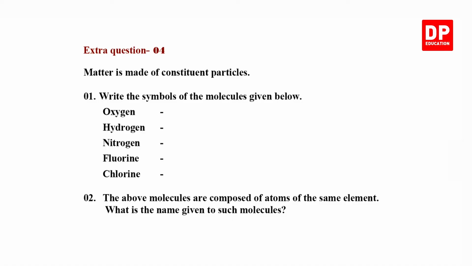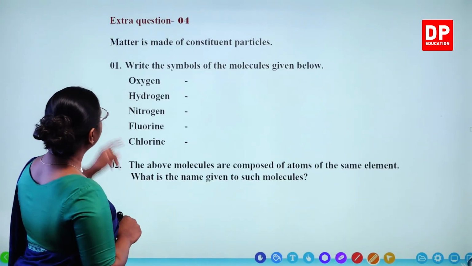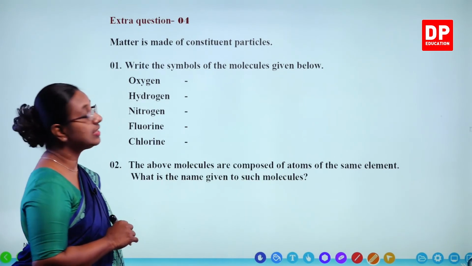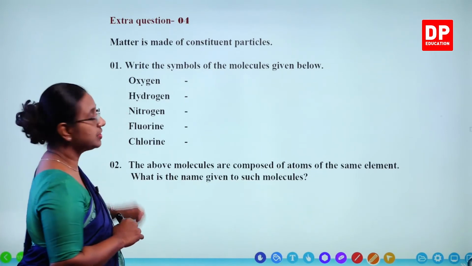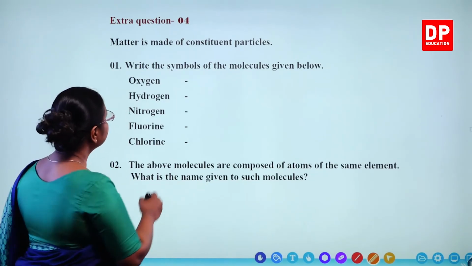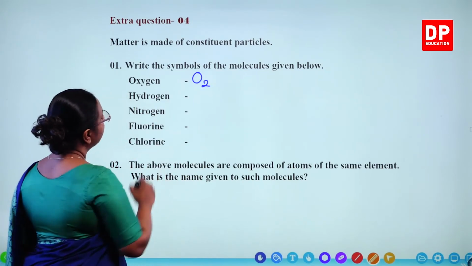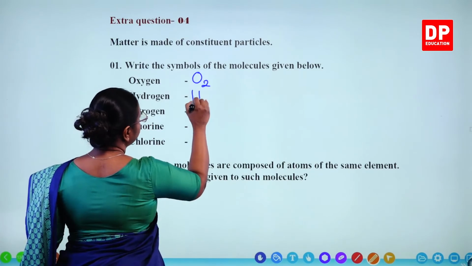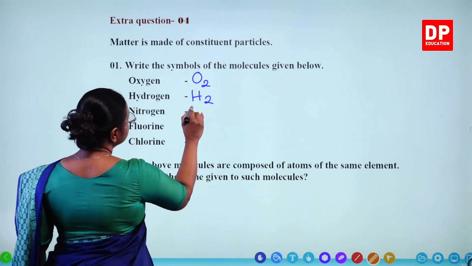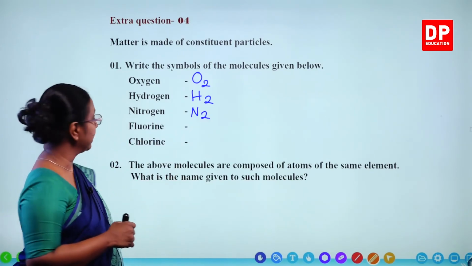Extra question 4. Matter is made of constituent particles. Write the symbols of the molecules given below. So you are supposed to write the symbols of the molecules. Oxygen, you can remember it's a diatomic molecule. So O2. Then hydrogen, what is it? Again diatomic molecule, H2. Nitrogen, N2, because that's also a diatomic molecule.